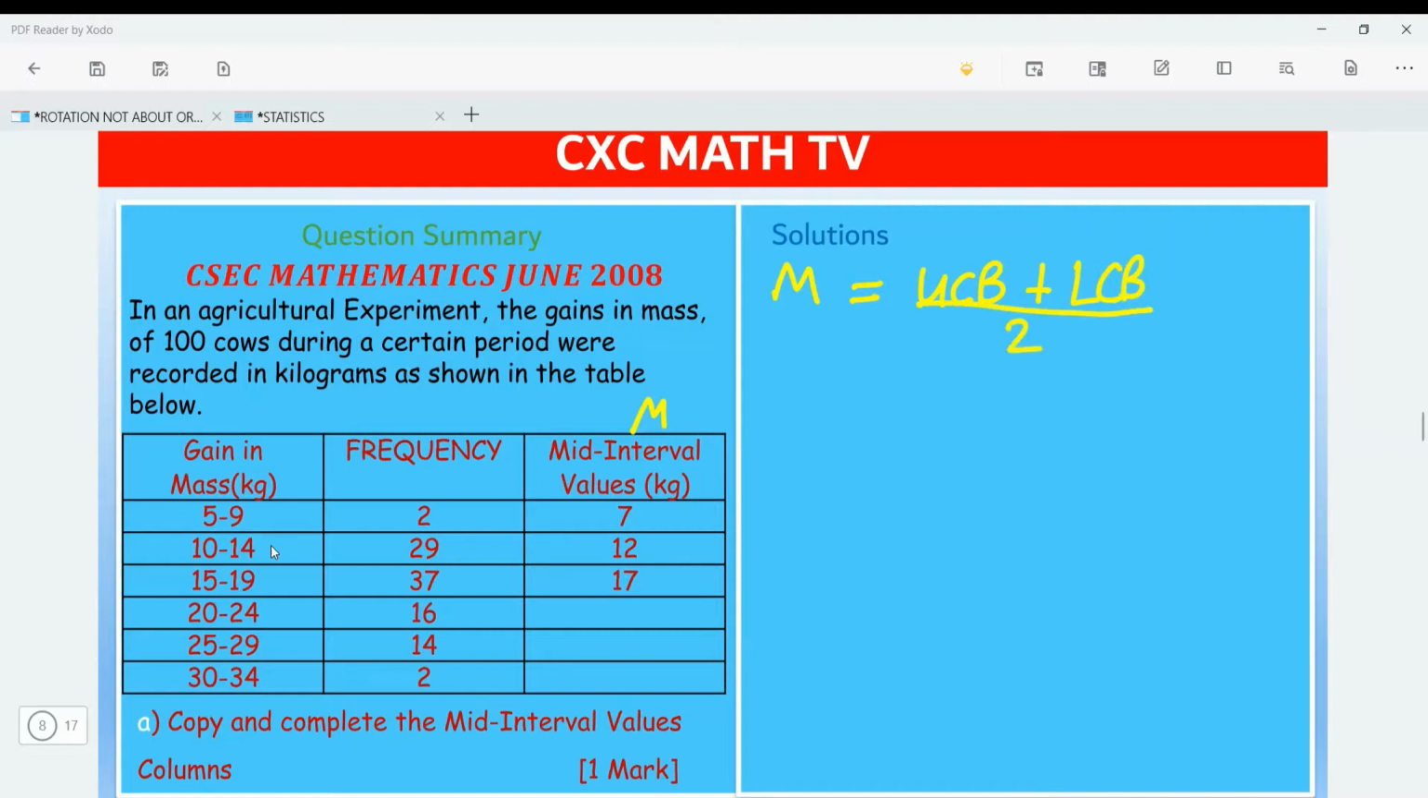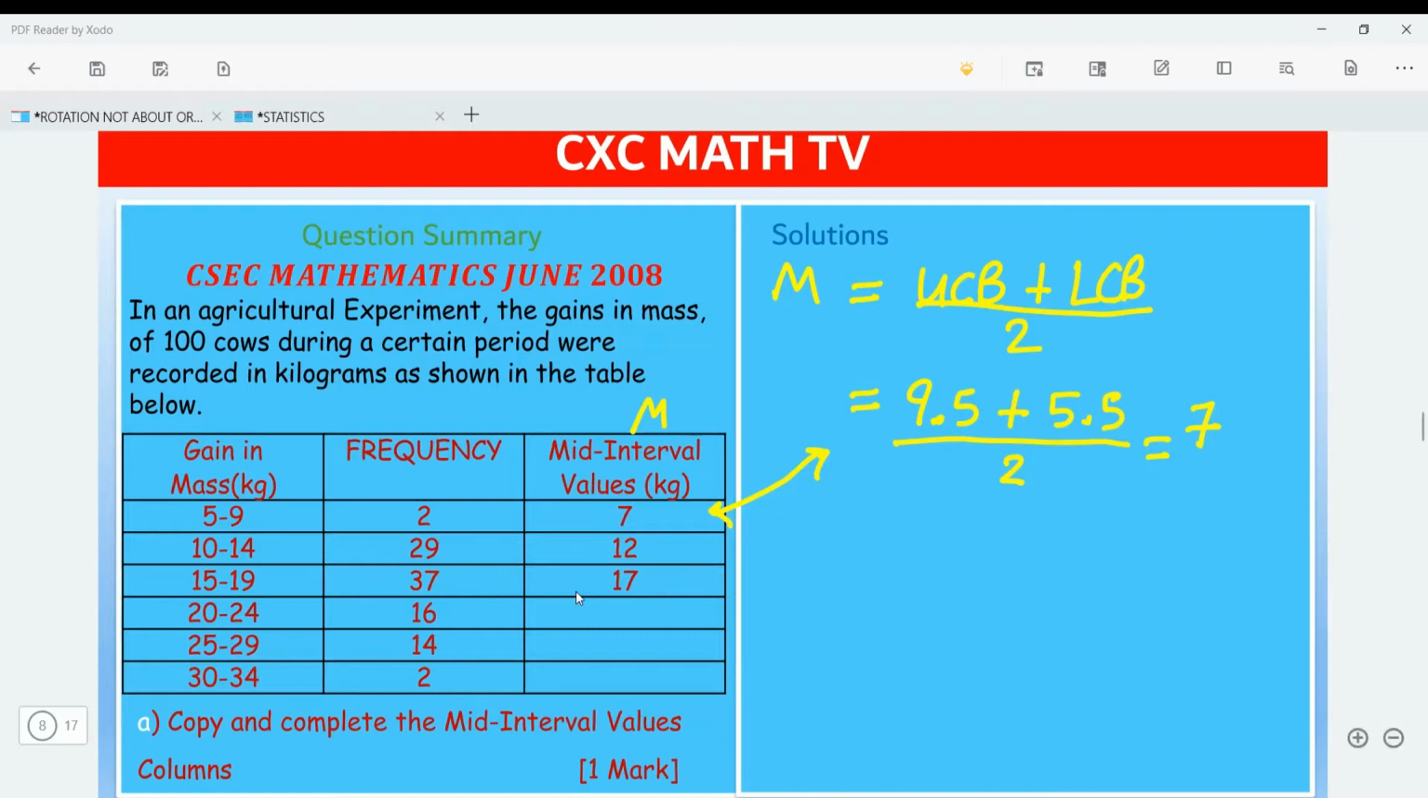So for example, take the class 5 to 9. We know the boundaries would be 9.5 plus 5.5. That would give you 14. And then you divide it by 2 and you get 7. See, that's how they got that 7 there. So all we need to do is just add the upper class and the lower class and divide it by 2.